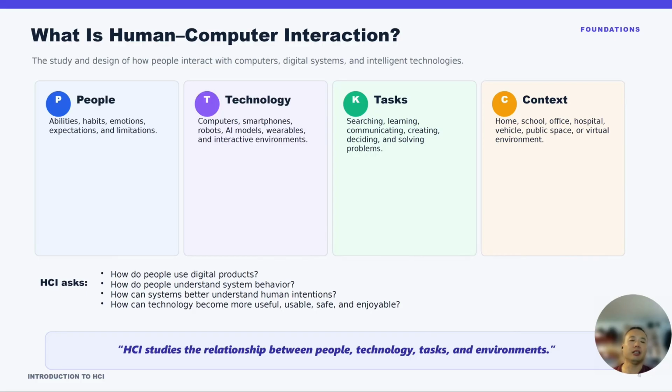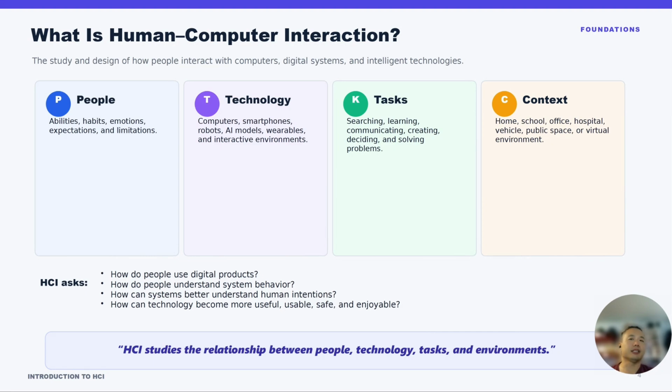The third component is tasks. So what the system will do. System will do searching, system will do learning, communicating, creating, deciding, or solving the problems. So this is the behavior of the systems.